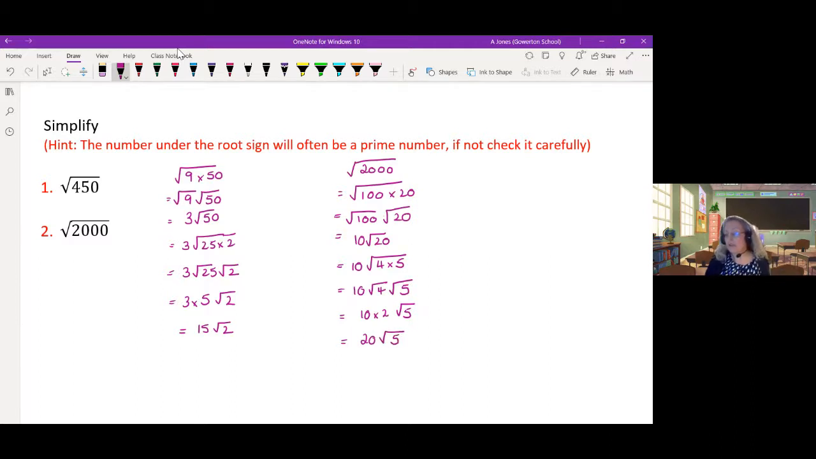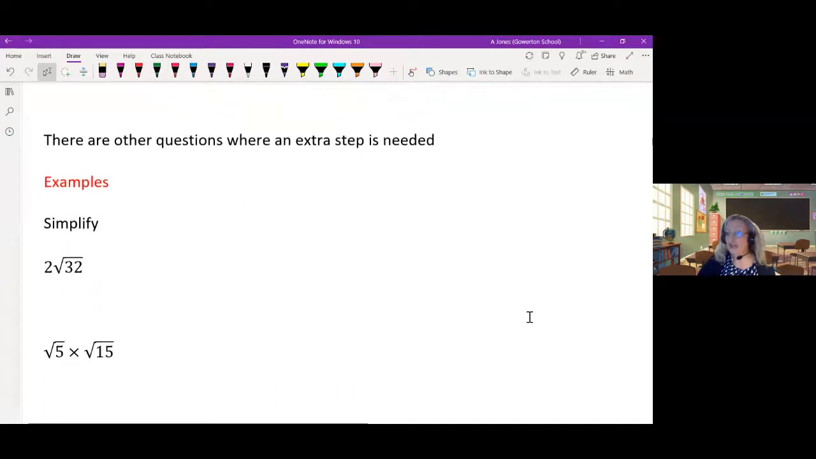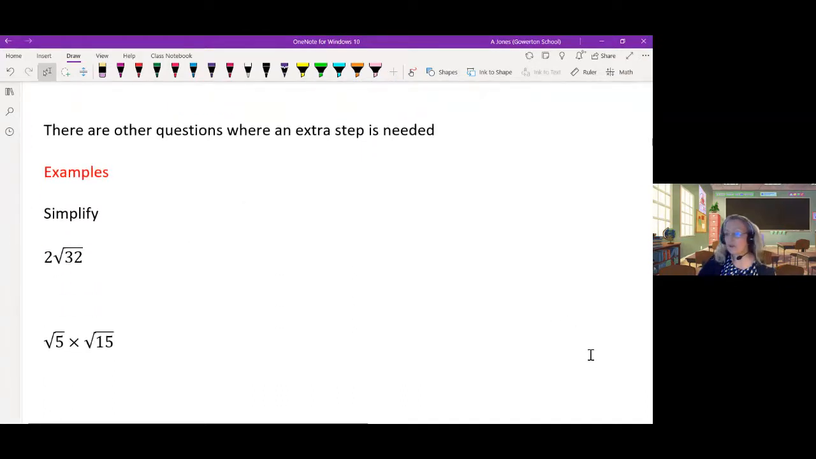And looking at these, 2 is a prime number, 5 is a prime number, so I'm quite happy that I have simplified those completely. And again, if you're working on these as revision, you can always put it into a calculator once you've done it, just to double check that you've got the right answer. Now, there will be questions where we do need to do an extra step. So let's have a look at a couple of those.